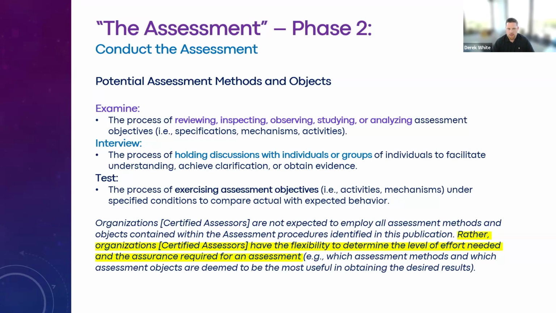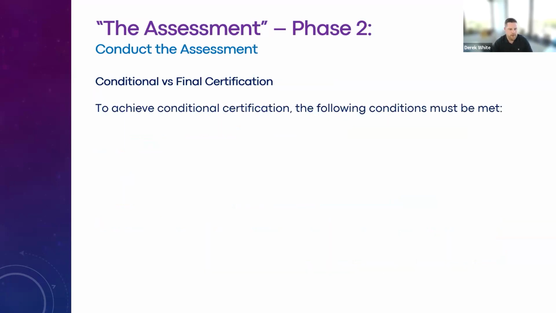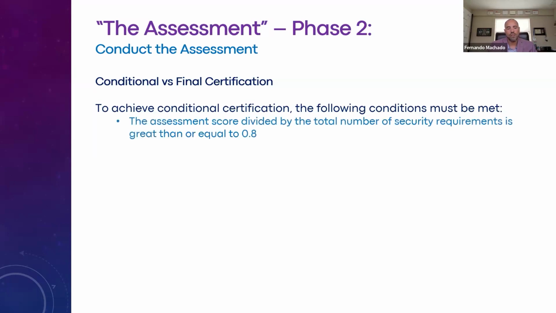So, okay, phase 2, moving on here to the final portion of phase 2. Walk us through what that looks like. Right. So according to the proposed rule, there are 2 types of certification that you can achieve, right? So you have conditional certification and you have final certification. So first, in order to achieve conditional certification, each of these things have to be met.